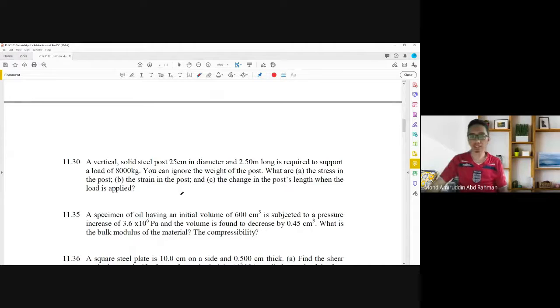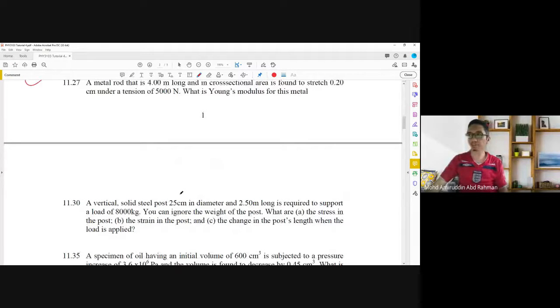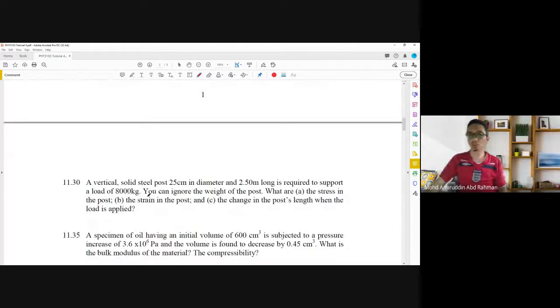B, what is the strain? So strain is stress over Y. What is your Young's modulus? The Young's modulus of the steel is 2 times 10 to the power of 11, as you obtained from here. So stress over Young's modulus gives you the strain. The answer is minus 8 times 10 to the minus 6. So that's the strain.